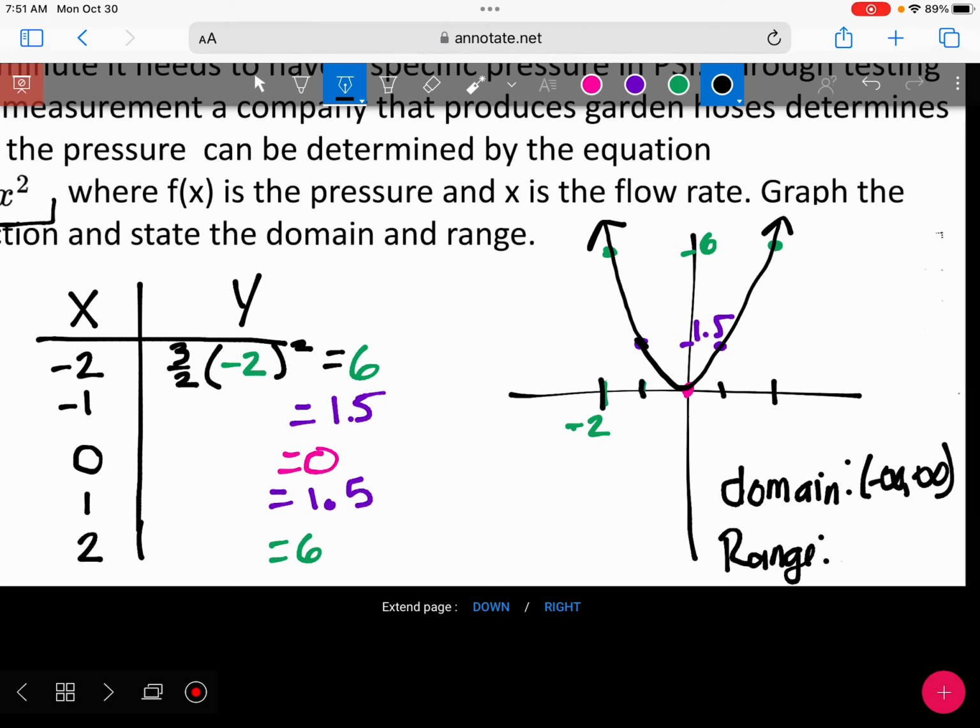How about my range? My y values, what happens to them? They're all positive, so how do we say that? From 0 to infinity, that is exactly how we would write that in our interval notation. Our other ways of saying this, we could say that it's all real numbers, and we could say y has to be greater than 0. That's another way to say they're all positive. I have a tendency to write it this way, but this is also fine, okay?